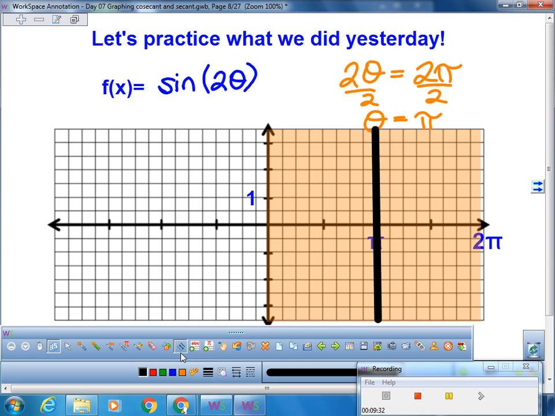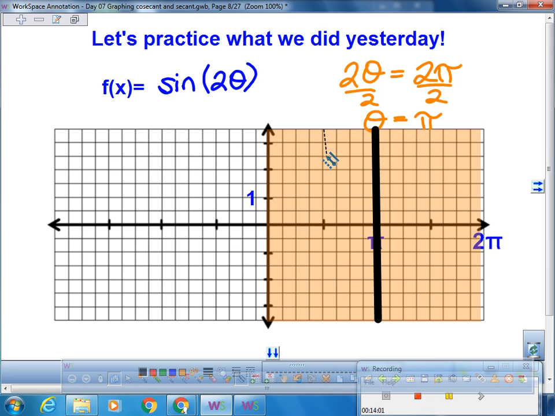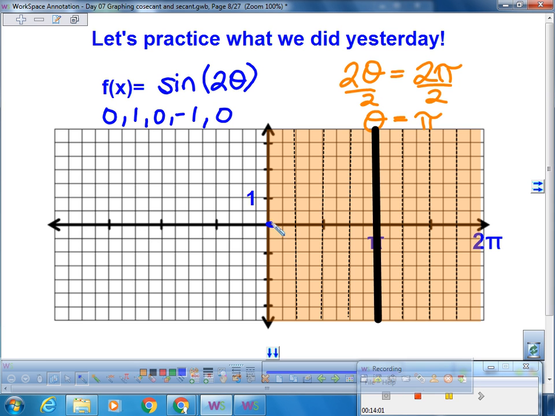So now, in one of these, how many quadrants do I actually have? Four quadrants. My points are still the same. Am I going to start with 0 or am I going to start with 1? 0. Why? It's a sine. So it's 0, 1, 0, negative 1, 0. Start over with the next one. 0, 1, 0, negative 1.